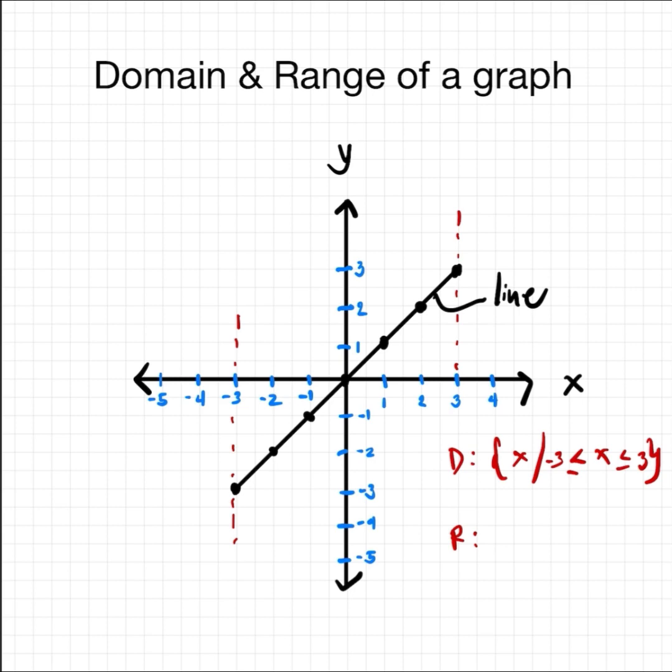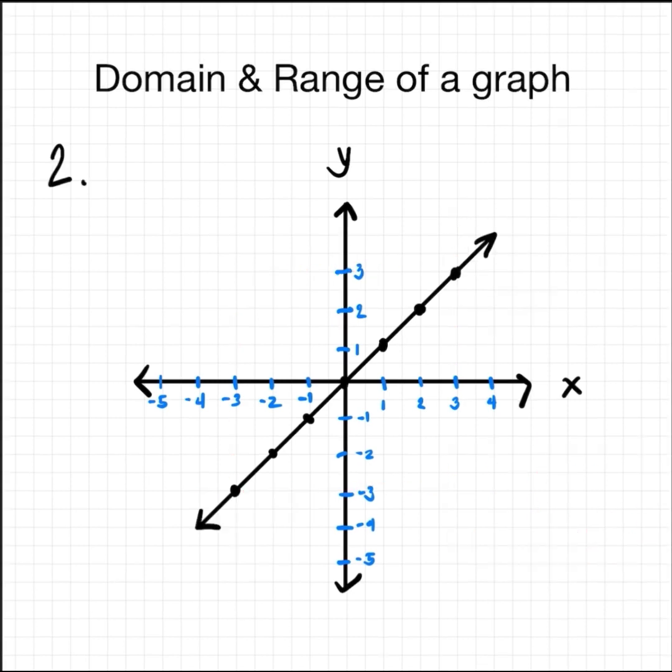Now, as you can see, the y values or range is from +3 to -3 also. Okay, so therefore the range is all values of y such that y is greater than or equal to -3 but less than or equal to +3.